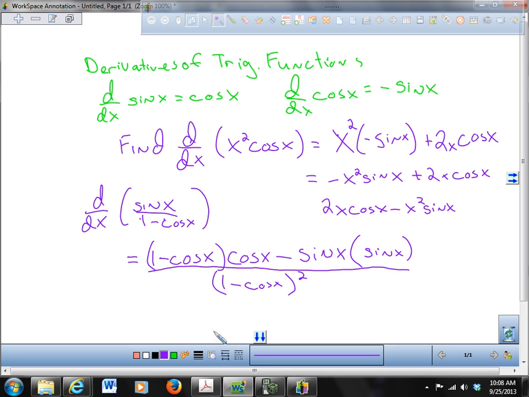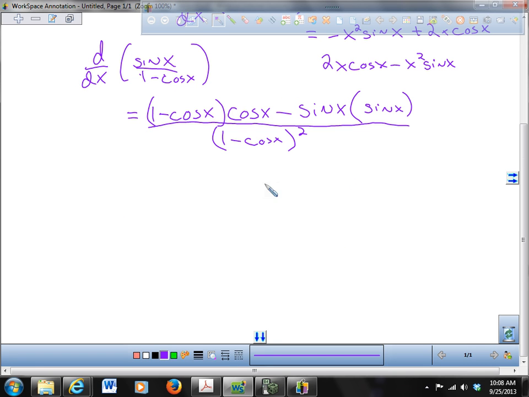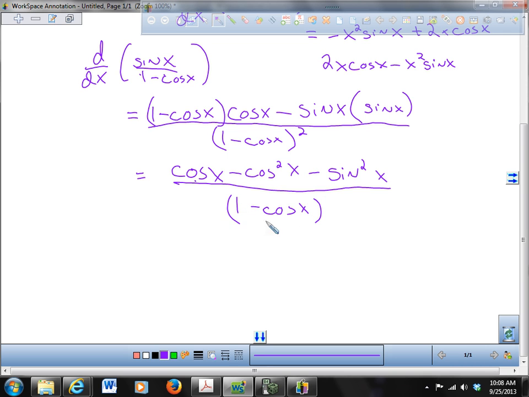And then you could do some simplifying. All right, and this one doesn't work out. I made this one up, so it doesn't come out as nice as the one that they got in the book. So you distribute cosine x, this times this, minus cosine squared x, minus sine squared x over 1 minus cosine x squared. And then, since now you have to use some trigonometry.